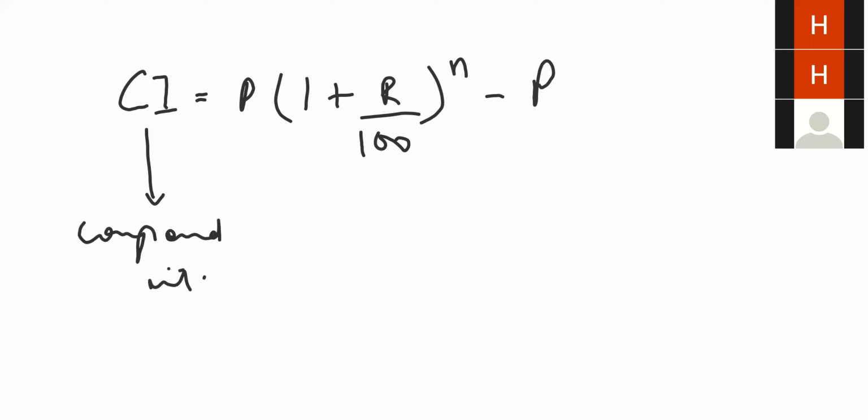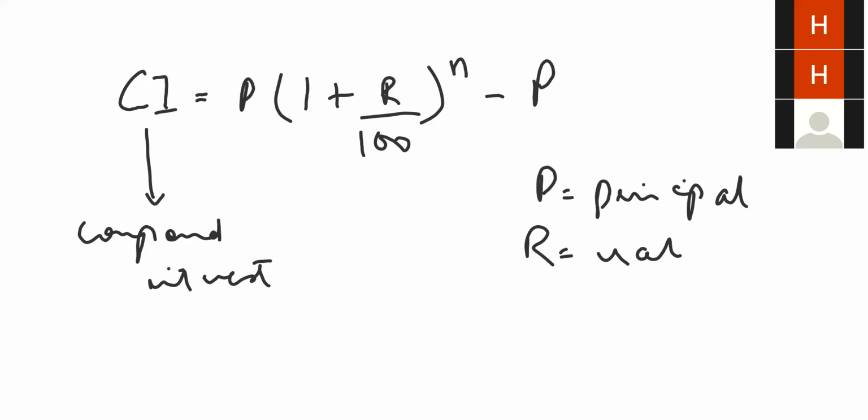Your P represents your principal amount again. Your R represents your rate, which we just discussed earlier as well. And your N represents your number of years. We had T before, which represented the number of years in your simple interest, and in your compound interest, the same value is given by the alphabet N.